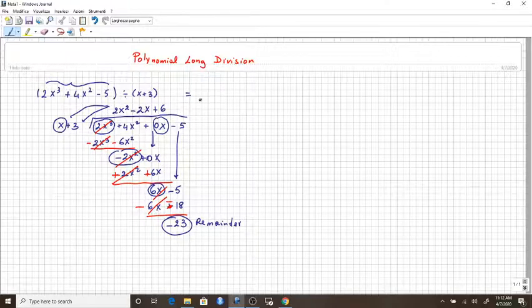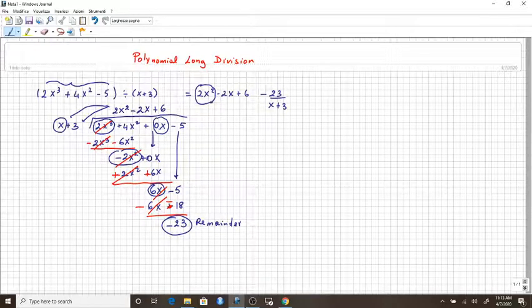Well, this is equal to whatever we got here at the top, which is 2x squared minus 2x plus 6, and then we have a remainder of 23, so we can write minus 23 divided by the divisor, which is x plus 3. Notice how we got a second degree term as a result, because we are dividing a third degree polynomial expression by a first degree polynomial expression. Since we subtract exponents when we divide, we end up with a second degree polynomial expression.